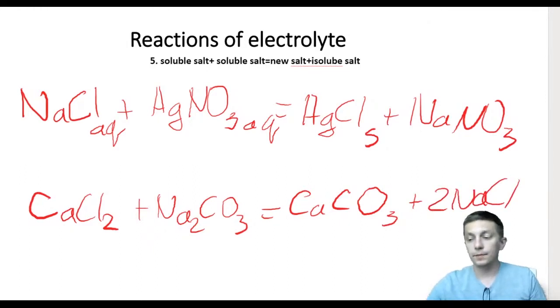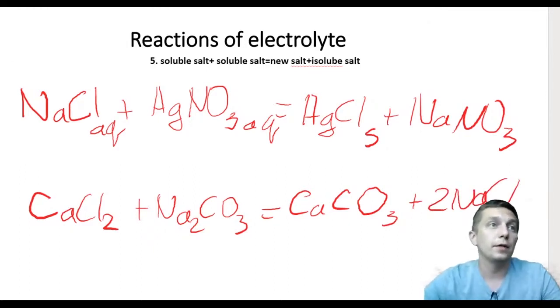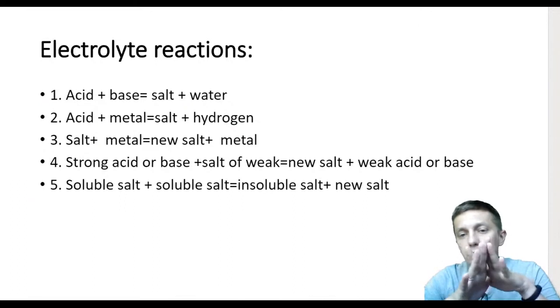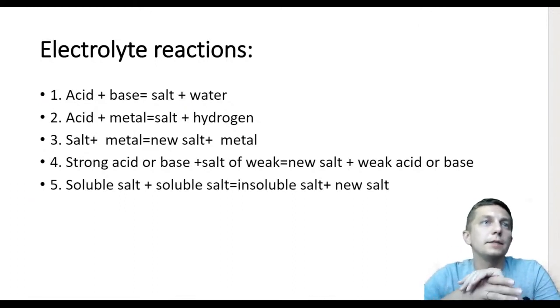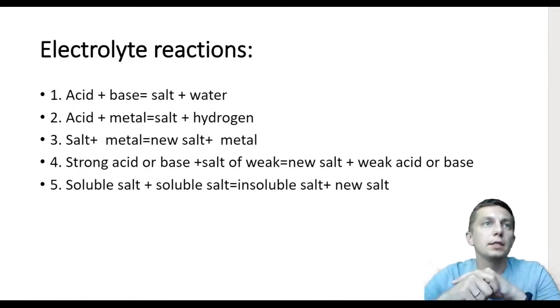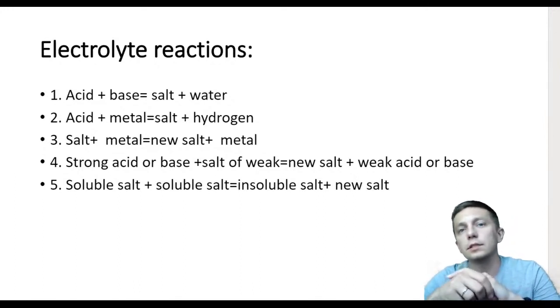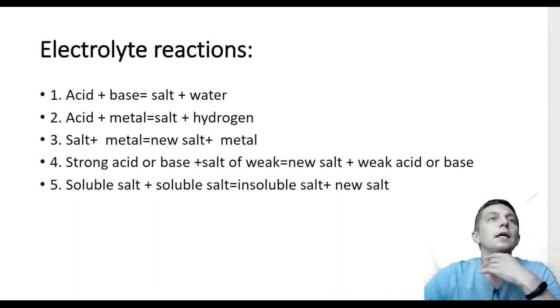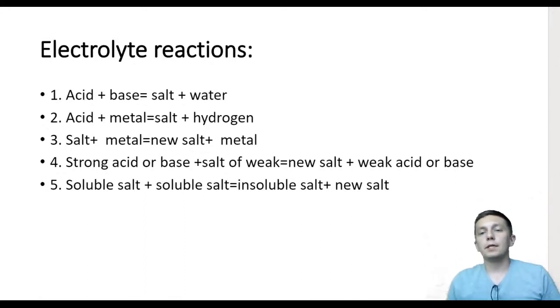Yeah, it's the final one. So if we generalize, we have 5 types of reaction. Acid reacts with base, it's almost always. Acid reacts with active metal, forming salt and hydrogen. Salt reacts with metal, forming new salt and new metal, in case the metal inside the salt is less active. And strong acid or base replaces weak acid or base. And last one, if you can form from something soluble something insoluble, the reaction will happen.